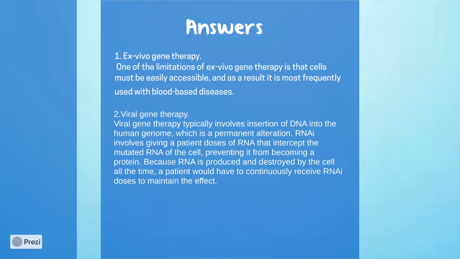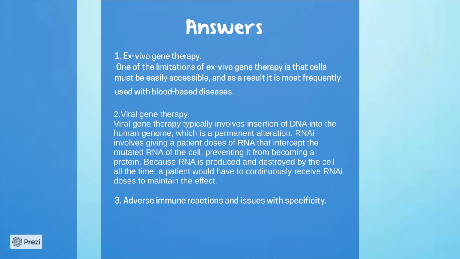Question number 2. Which gene therapy would have longer lasting effects, RNAi or viral gene therapy? The answer is viral gene therapy. If you recall, viral gene therapy involves insertion of DNA into the human genome, which is a permanent alteration. RNAi, on the other hand, involves giving a patient doses of RNA that intercept the mutated RNA of the cell, preventing it from becoming a protein. Because RNA is produced and destroyed by the cell all the time, a patient would have to continuously receive RNAi doses to maintain the effect.